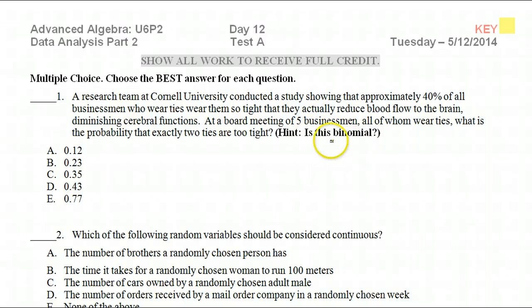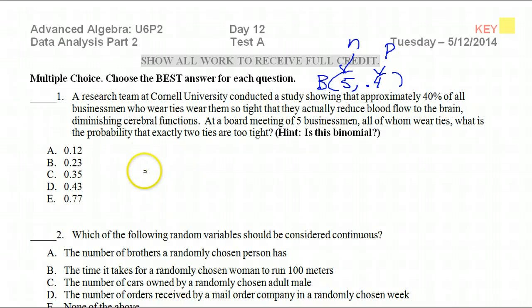Okay, well, following the hint, let's see. Yes, it's binomial. Because this is a binomial situation, we can use the binomial formula to answer this question. In other words, if I want to find the probability, the first thing I need to know is what's my N and what's my P. Well, look, 5 businessmen, that's N is 5. 40%, the probability is 0.4. So this is what we're dealing with. N is 5 and P is 0.4.